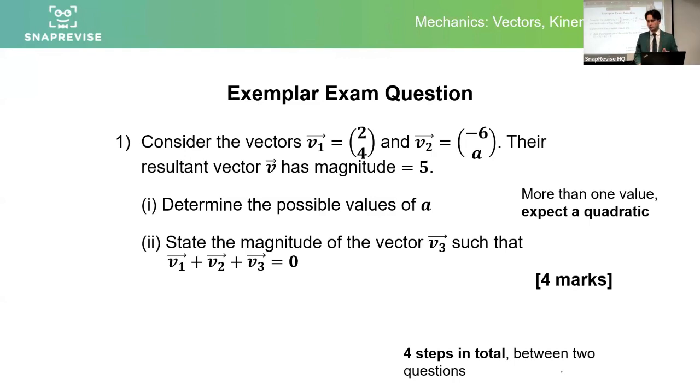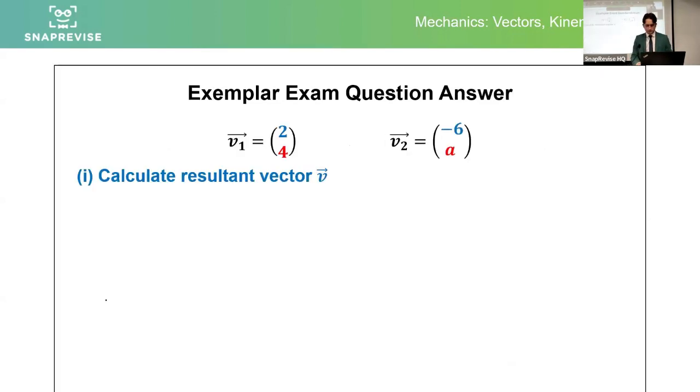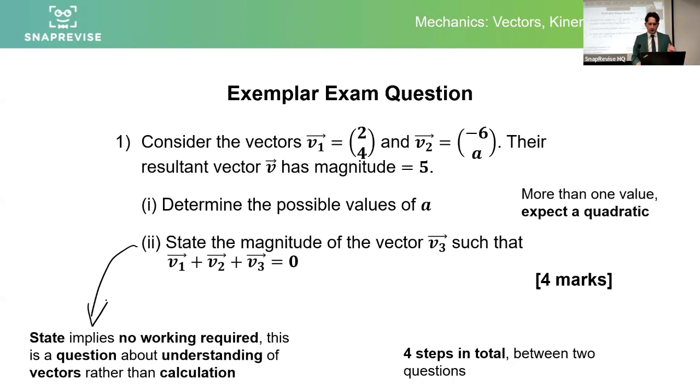Okay, so because there's more than one value, because it says determine the possible values of A, we can expect a quadratic, which might not be obvious at the start, but we need to look out for that. State means no working required, so this is probably just like a little 1 mark bit that's worth recognizing. And so let's break this down. Maybe part I is the more involved bit.